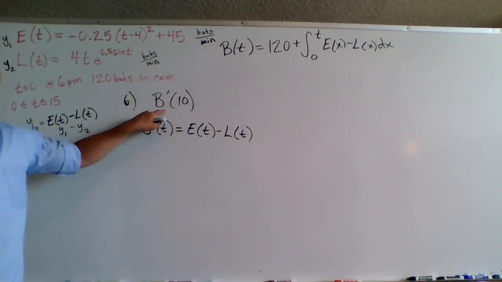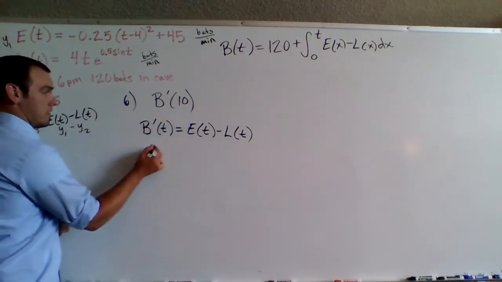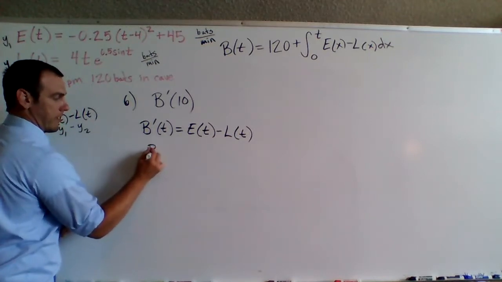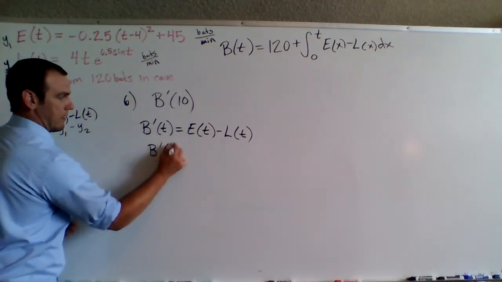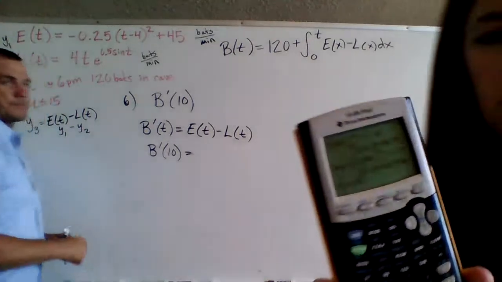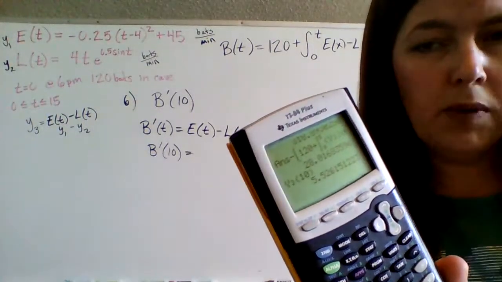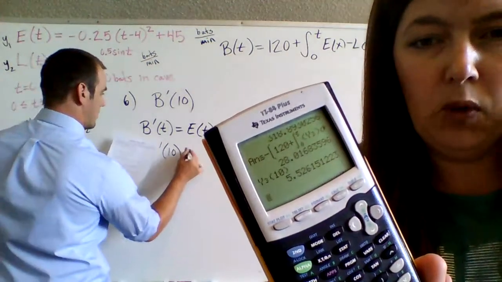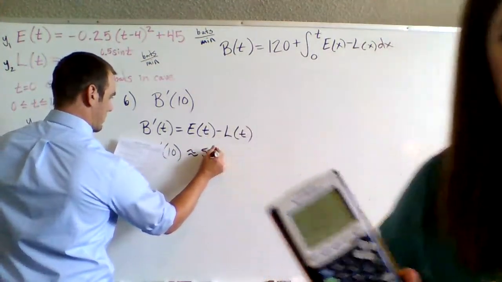Okay, so if we want to find b prime of 10, what we're really going to do is, if this is in our y3, we can just say y3 of 10. Or if you went ahead and put in y1 of 10 minus y2 of 10, it's going to give you the same answer. 5.526.